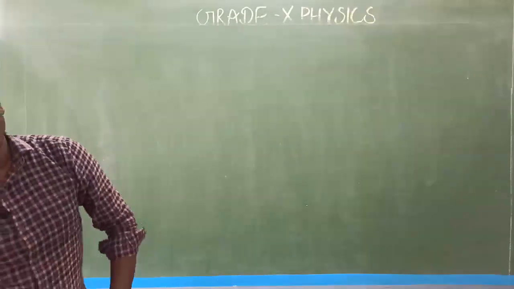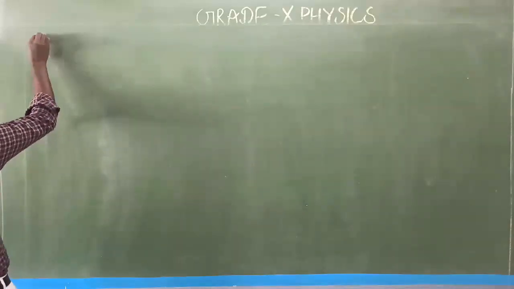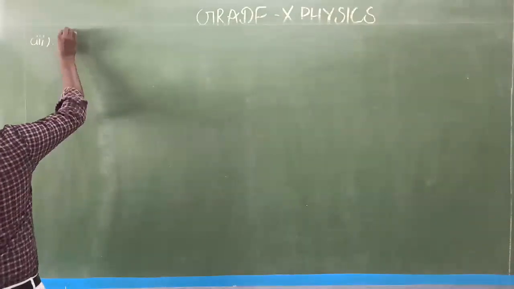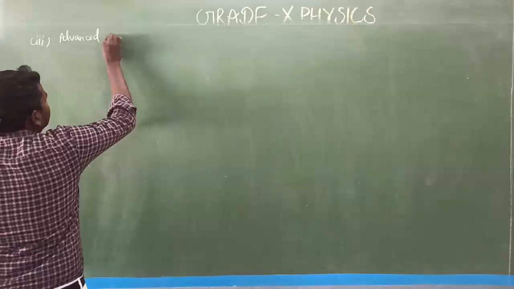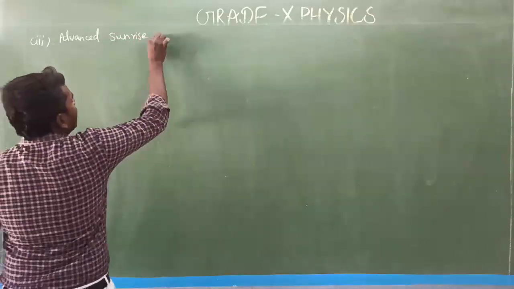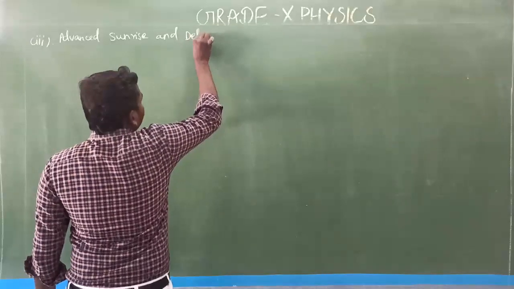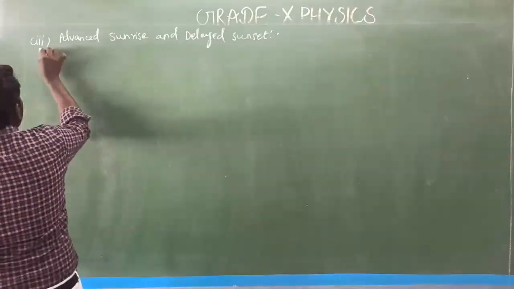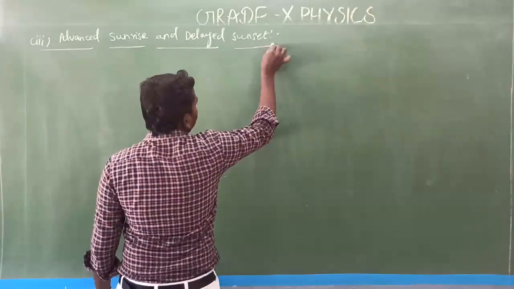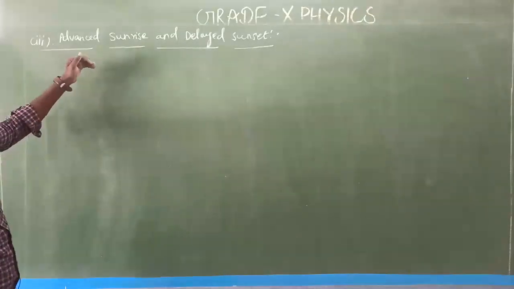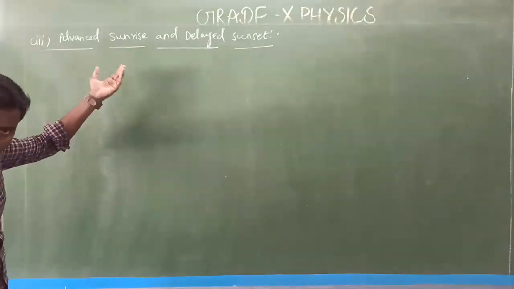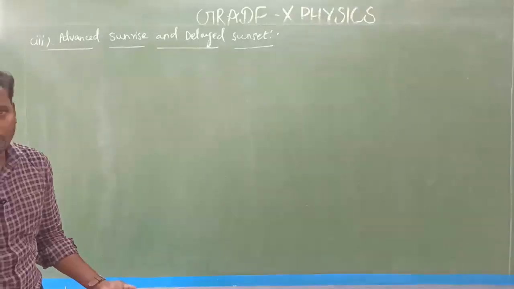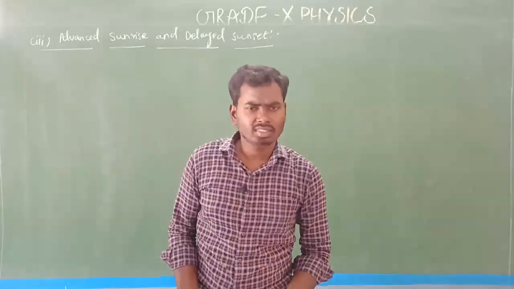Okay, so look at here. Third one, the example of atmospheric refraction, that is advanced sunrise and delayed sunset. The title reveals the answer. What is that? The sun appears to be raised in advance, as well as the sun appears to be delayed at sunset. That is the concept. Here this happens due to atmospheric refraction. That's all.